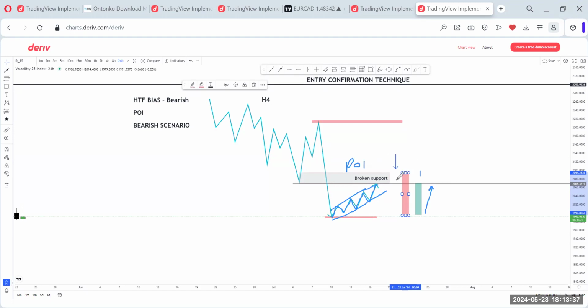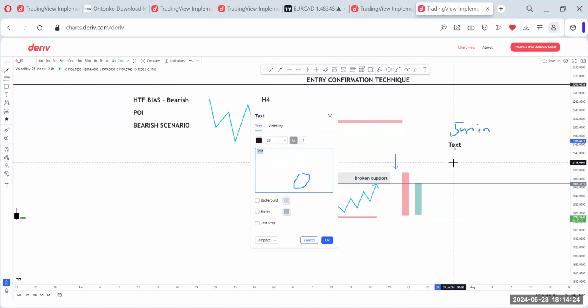Now, when price gets into the zone on H4, you don't just hit a sell button because you want to sell. What you do is go to a lower time frame like 15 minutes, 1 hour, 5 minutes, 1 minute, or 2 minutes. In this case, let's just use the 5 minutes for our confirmation entry. Price has retraced into the area. You don't just hit the sell button here. You wait on the 5-minute time frame to see a market structure shift.